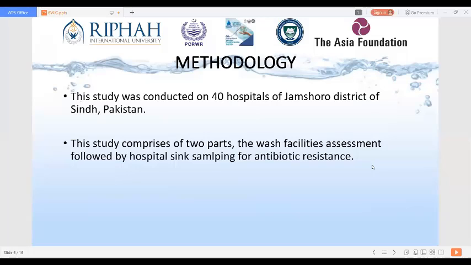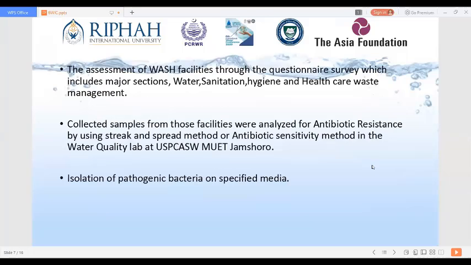Methodology. This study was conducted in 40 hospitals of Jamshoro district of Sindh, Pakistan. This study comprises two parts: the wash facilities assessment, followed by the sink sampling for antibiotic resistance. The assessment of wash facilities through a questionnaire survey includes medical sections, water, sanitation, hygiene, and healthcare waste management.